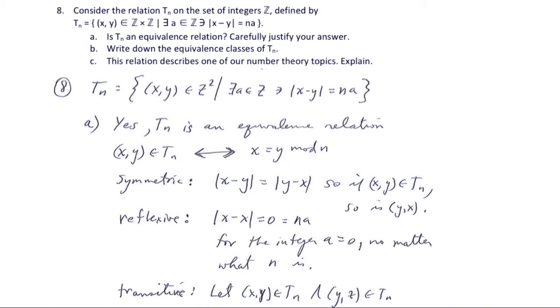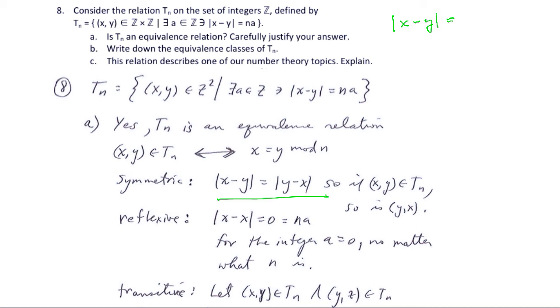Carefully justify your answer. Yes, it is. This is equivalence modulo n. It's symmetric because we can reverse the order of the elements x and y inside of an absolute value sign. That is, x minus y is equal to, I already wrote it, y minus x. So if x, y is in the relation, so is y, x.